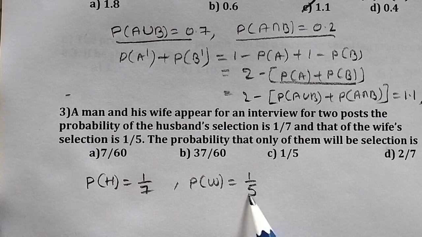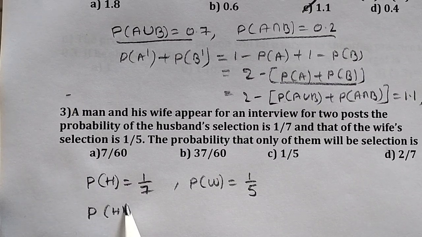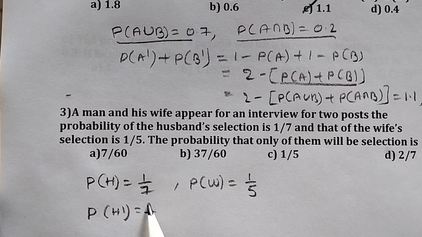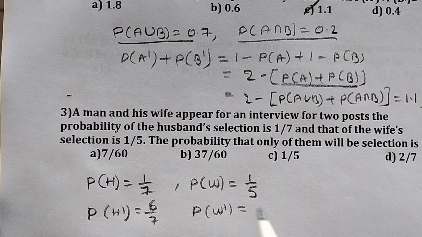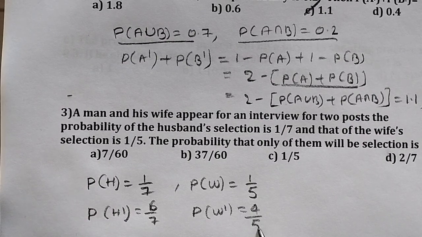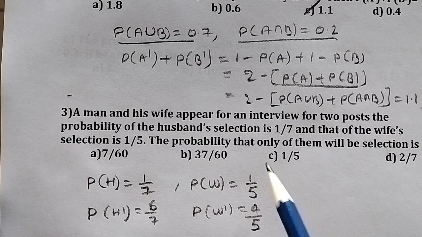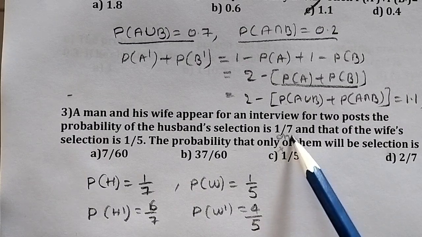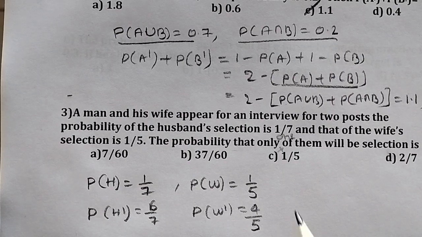and the wife getting the job is 1/5. From this information we can write the probability of the husband not getting the job, which is definitely 6/7, because 1 minus 1/7 is 6/7. The probability of the wife not getting the job is 4/5. From these two pieces of information, I'm going to find the probability that only one of them will be selected. So that is so easy.